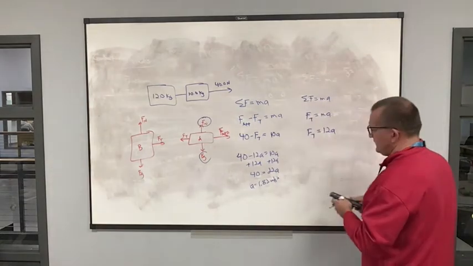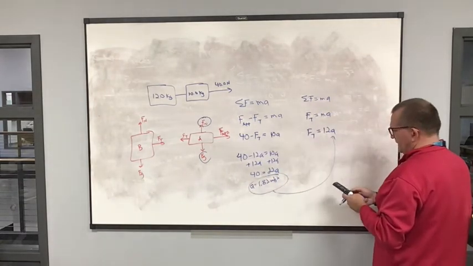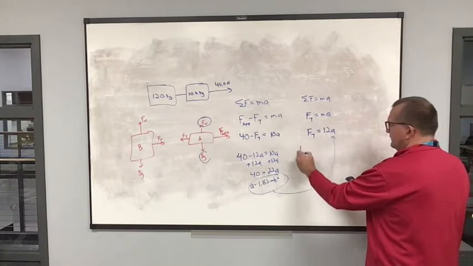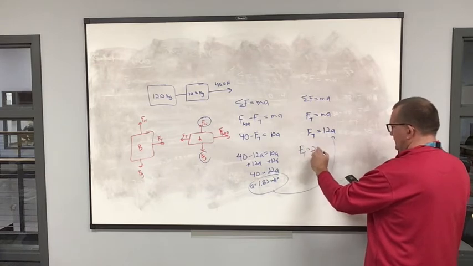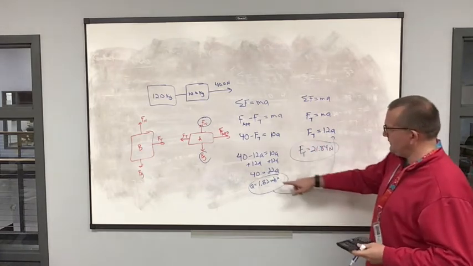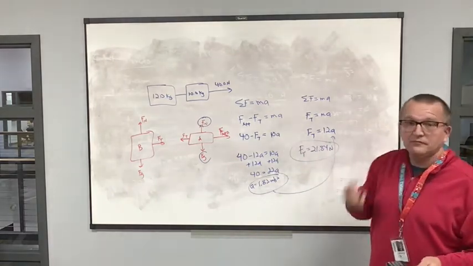So to find my force of tension, I just take my acceleration and substitute it in here. I go 12 times 1.82, and I get a force of tension of 21.84 newtons. If I took this and put it in here, I'd get the same answer. So I just substituted here because it was easier math.